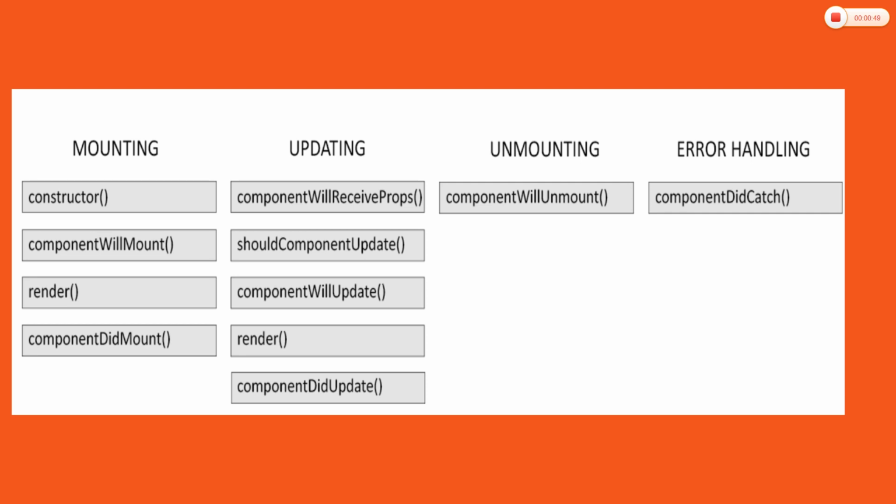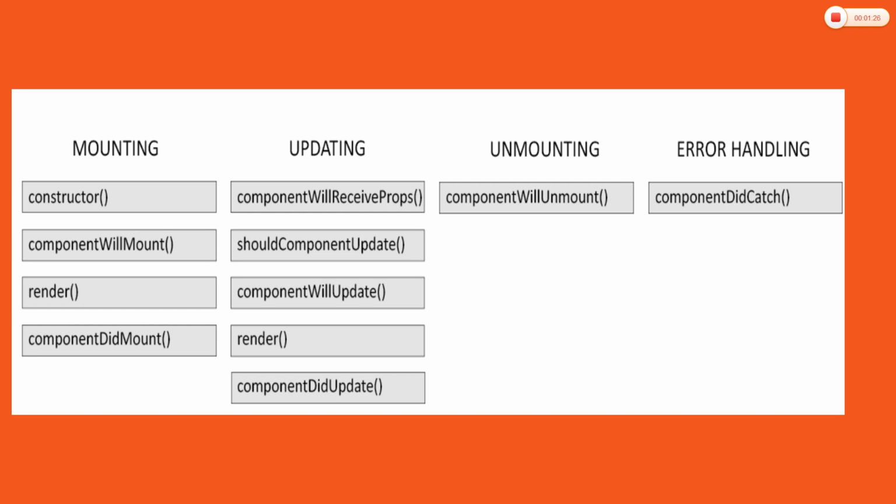For mounting, we are going to use a constructor, which is a default method, and along with it componentWillMount is a primary method for mounting the ReactJS component. Render is used for displaying the data, and the componentDidMount method tells whether the component is mounted or not. While receiving or updating props or components, the methods we use are componentWillReceiveProps, shouldComponentUpdate, componentWillUpdate, and componentDidUpdate. And finally, there is only one method for unmounting, that is componentWillUnmount.